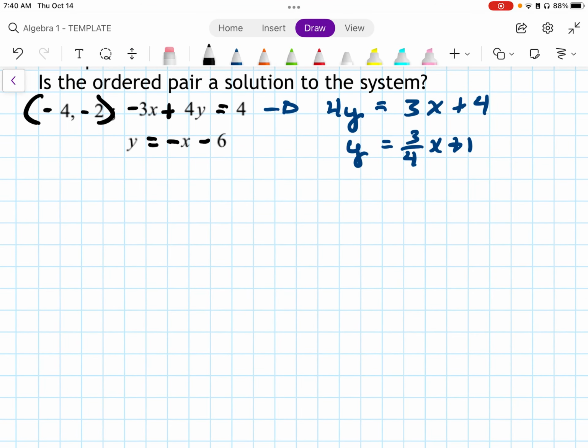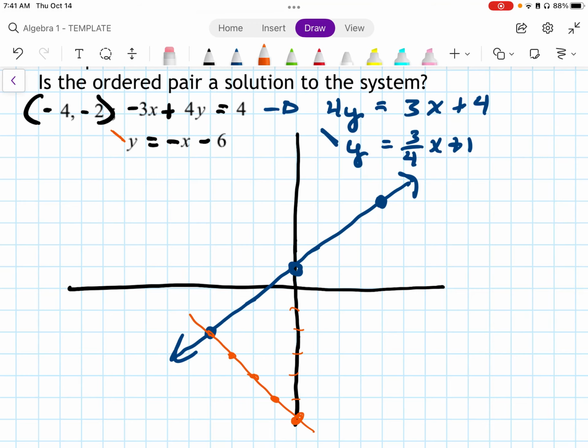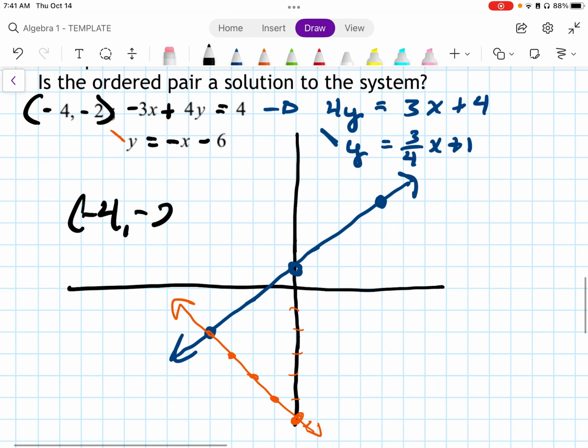I'll draw a nice big graph for this one. The first equation, I'll make it blue because that's what color it already is. I have intercept at 1. My slope is 3/4, so I go up 3 and over 4. And I'll go down 3 and left 4 as well. My second one, I'll graph orange. 1, 2, 3, 4, 5, 6. My slope is negative 1, so I'm going to go up this way. And there we are. That would be at negative 4, negative 2.